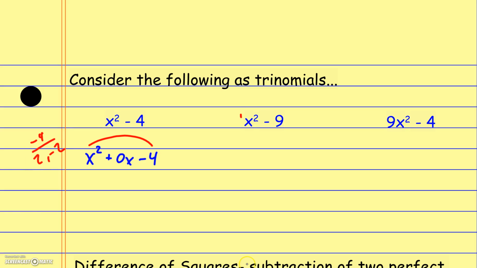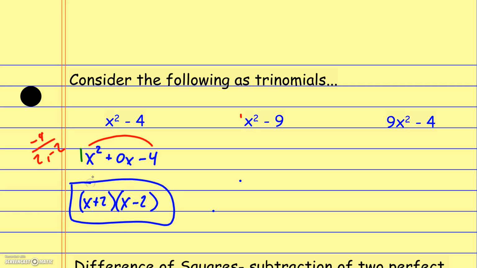Since I have an a value of 1 out here, I can go right to the two binomials. It's the x plus 2 and the x minus 2. That's how we would factor it as a trinomial, and again, we're still applying those same rules that we've always applied. I could split up the middle term and factor by grouping. That would work also. Same thing with the next one.